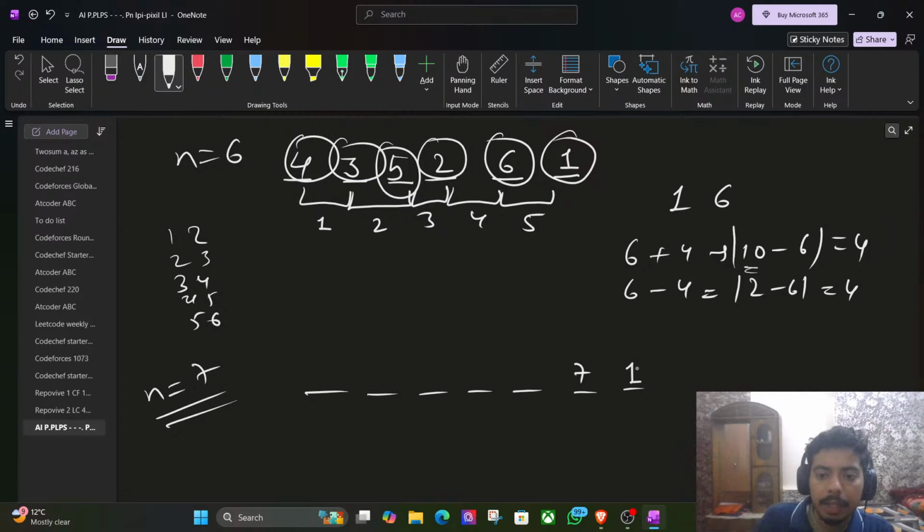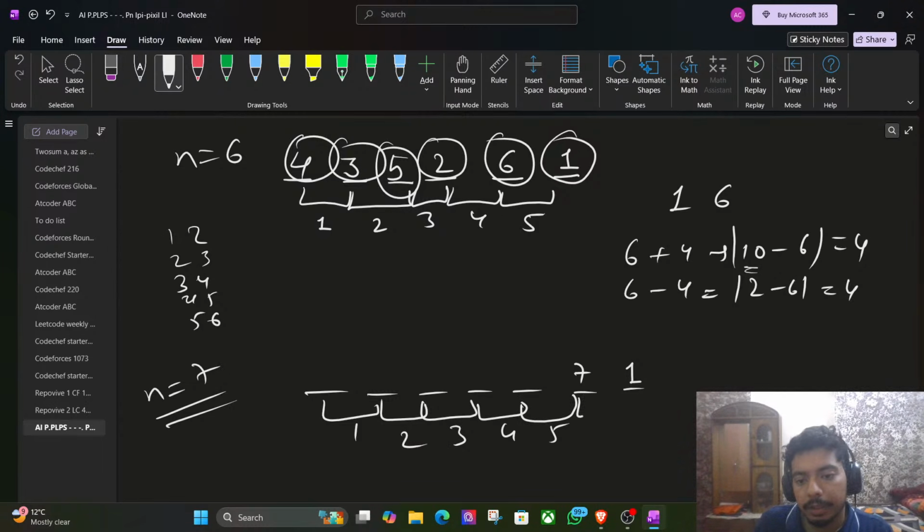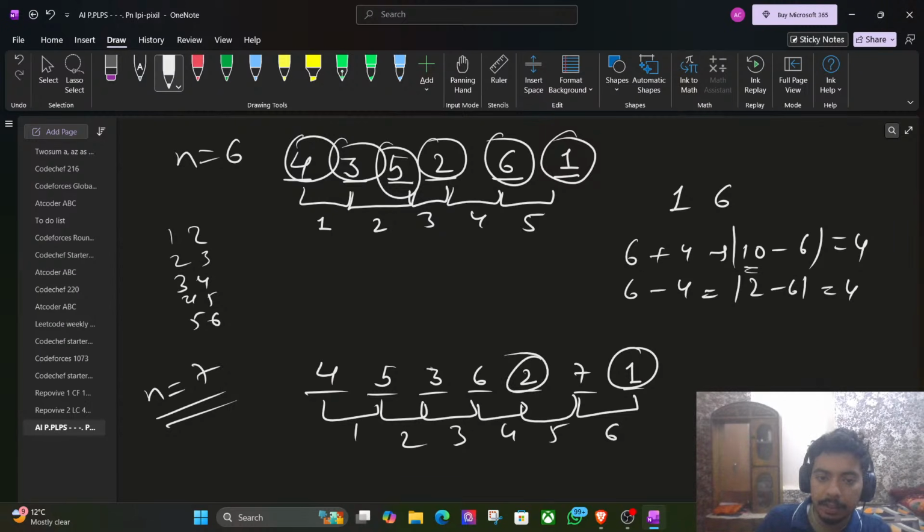Okay. So let's start filling for n equals 7. So I will put 1 here, 7 here. Then I need differences of 1, 2, 3, 4, 5, and 6. So I will put a 2 here. Then I need a difference of 4, I can put a 6 here. Then I need a difference of 3, put a 3 here. A difference of 2 is needed, put 5 here. A difference of 1 is needed, put 4 here. Okay. So again, as you can see, it is 1, 7, 2, 6, 3, 5, 4.